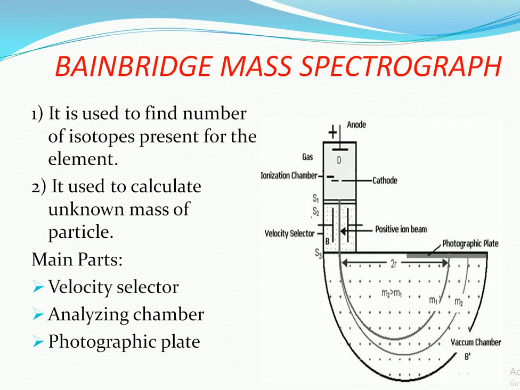The third method is the Bainbridge mass spectrograph. This method is used to find the number of isotopes present for an element. In this experiment, three important parts are there. The first one is a velocity selector, in which electric and magnetic fields are present. After that, the analyzing chamber, and the third one is the photographic plate.